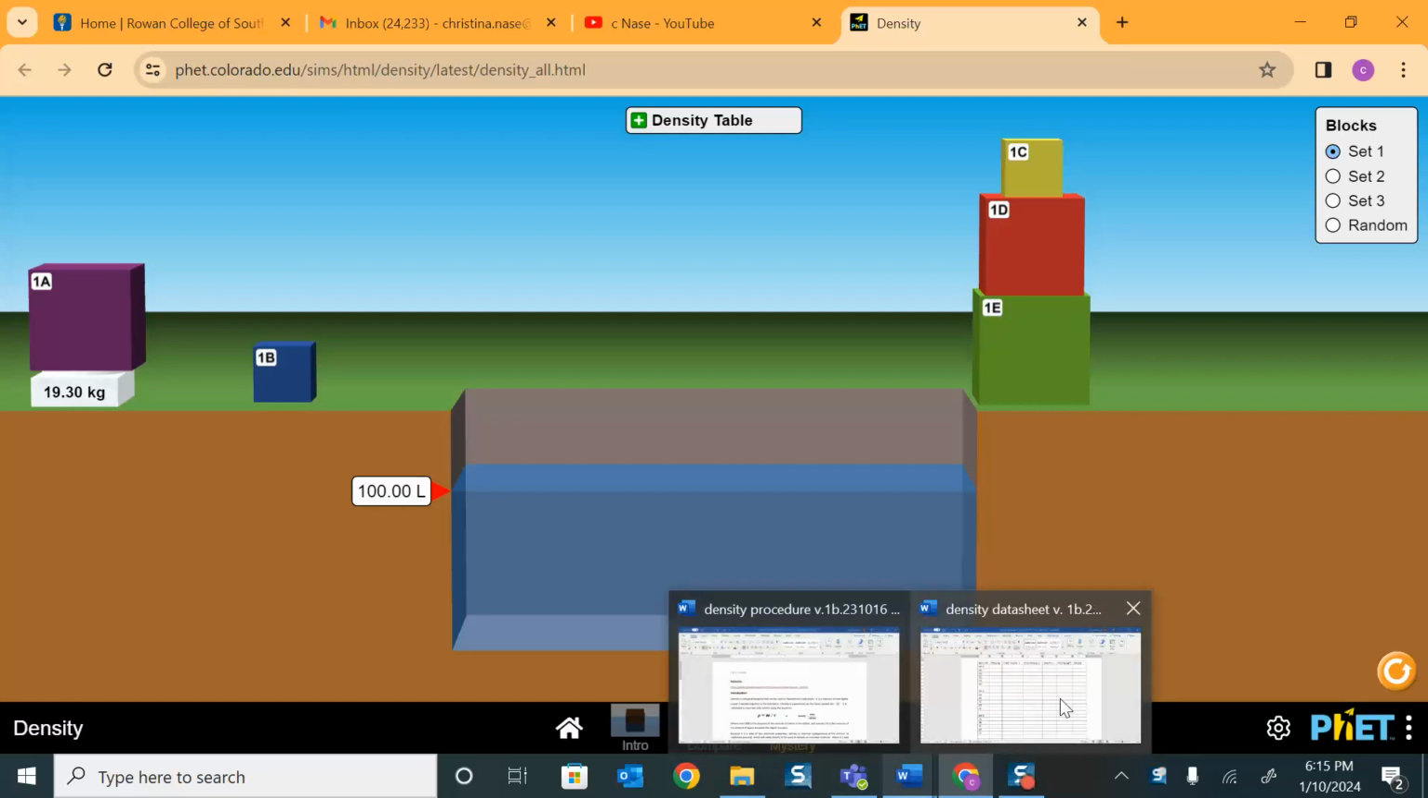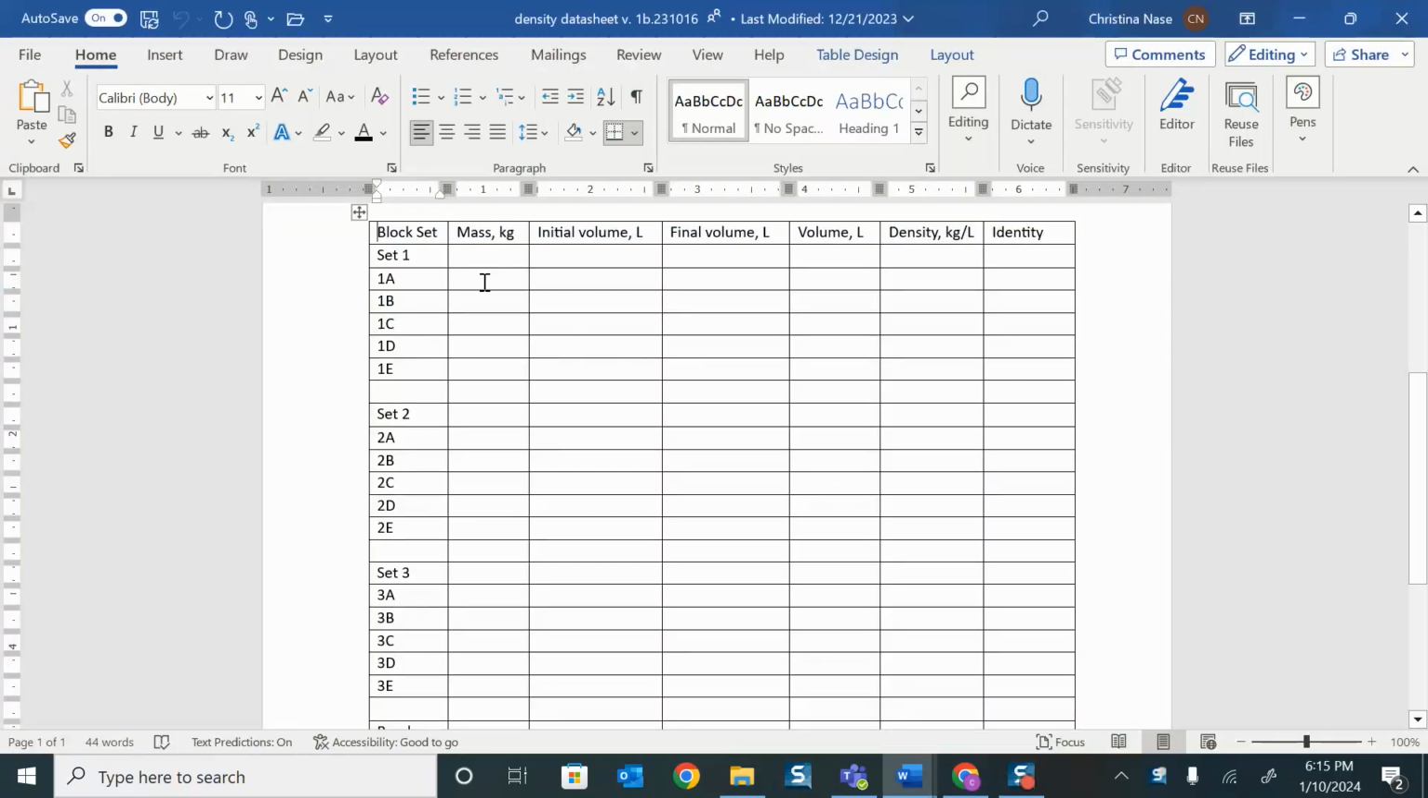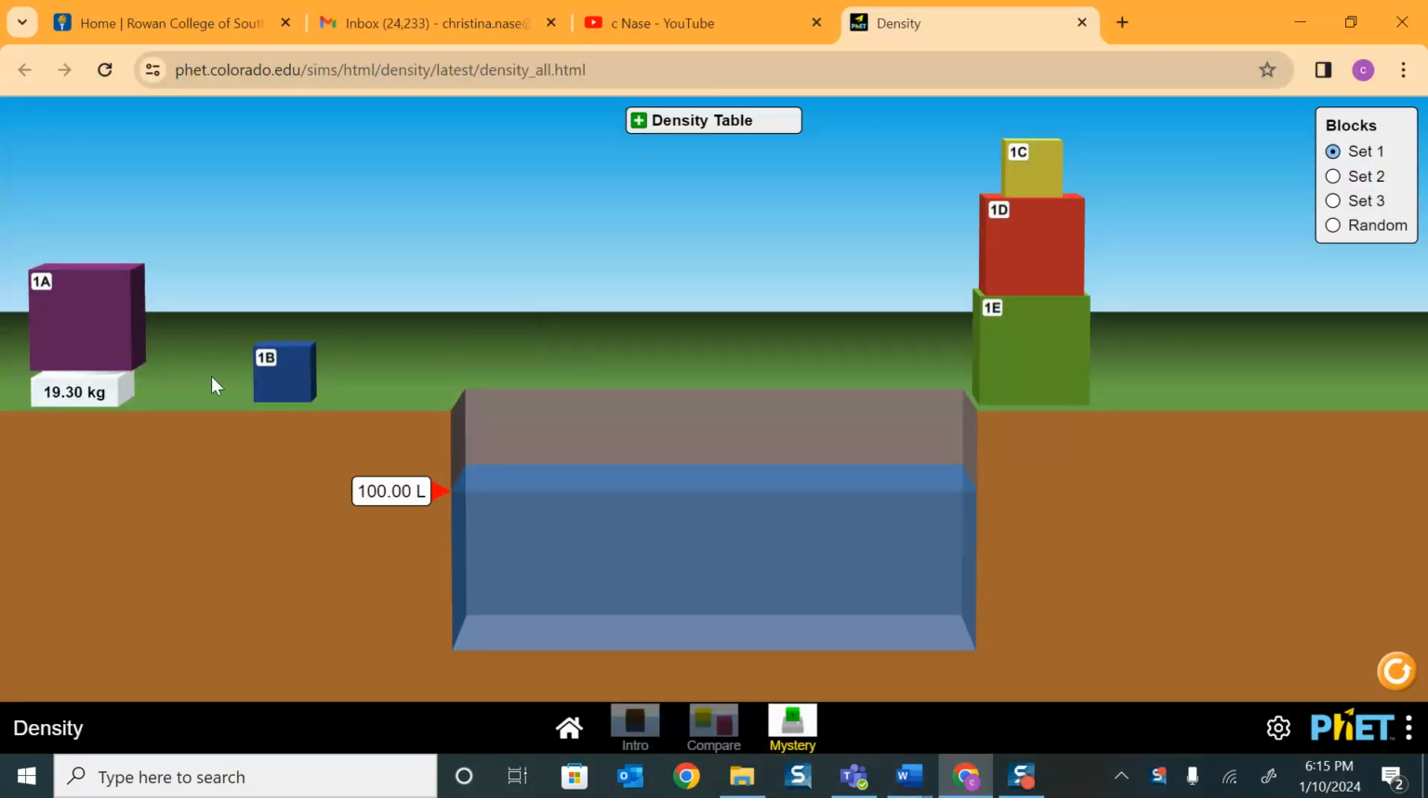So then you're going to go over to your data sheet and record that here. So I have 19.3, that's kilograms. Great. And then I wanted to measure the volume using volume displacement. So if we had a ruler, we could do length, width, and height and find the volume that way because these are all cubes, or we could just drop it into water and see how much water it displaces. And however much water it displaces, that's the volume of the cube.